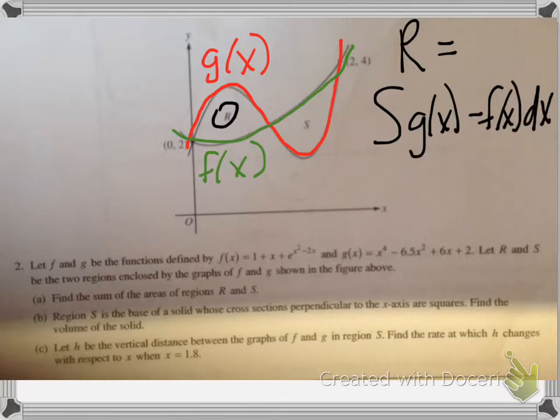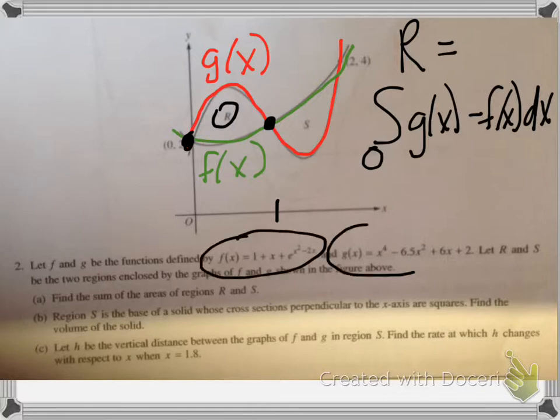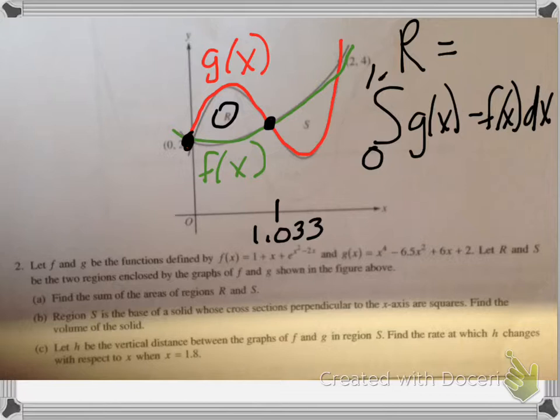You need to know what the limits are for your integral. The smallest x value is 0, and the biggest x value is right here. So we don't have that value. What you're going to do is on your calculator, under y1 you're going to put this, under y2 you're going to put this, and then you're going to go to second calc, intersect, to find out where they intersect. And you will find that they intersect at 1.033. So it's going from 0 to 1.033.